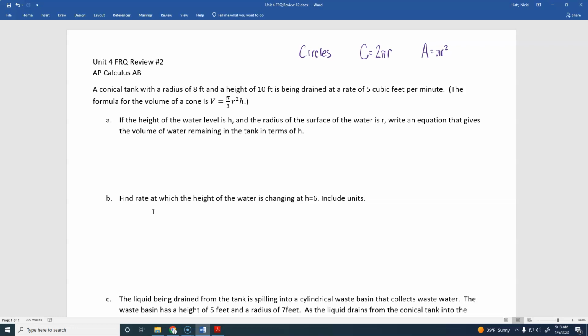3D figures, other than cubes, they usually give you the formula for that. All right, so if the height of the water level is h, and the radius of the surface of the water is r, write an equation that gives the volume of the water remaining in the tank in terms of h. What does that mean in terms of h?